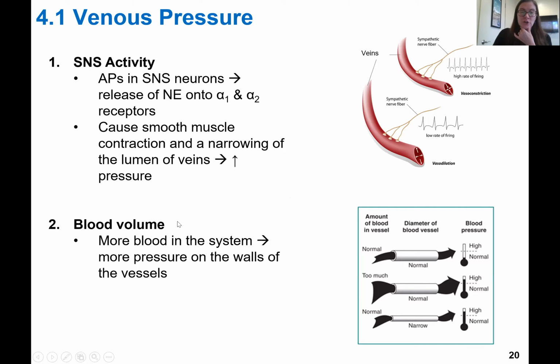The blood volume. Normal amount of blood volume and a normal diameter of your vessel is going to lead to a normal blood pressure, or that very low blood pressure that we're talking about. But say you drink a ton of water in a shorter period of time, not recommended. You can actually get yourself a condition called hyponatremia, where you can damage yourself by drinking too much water. It's very hard to do.